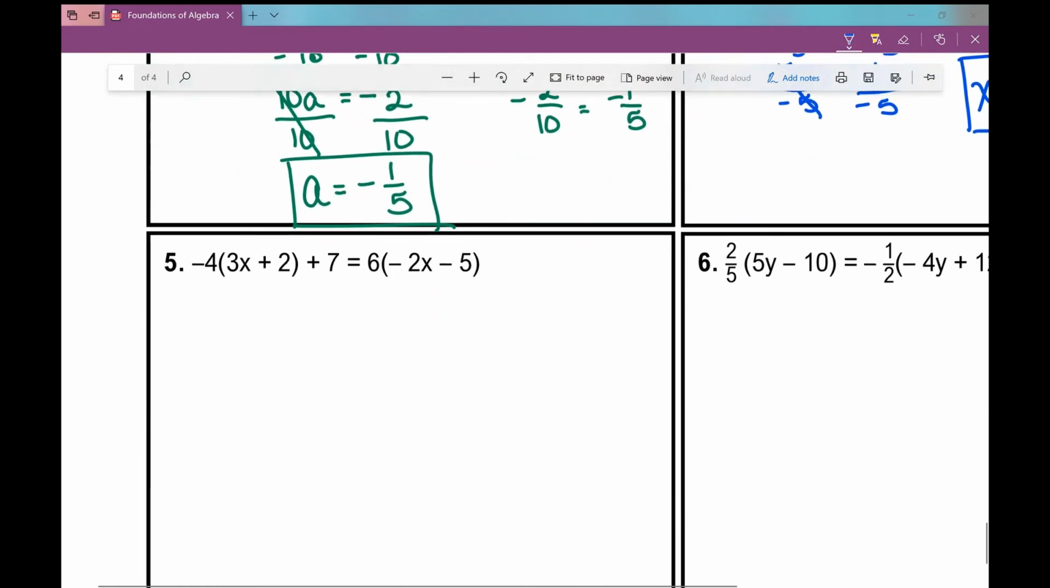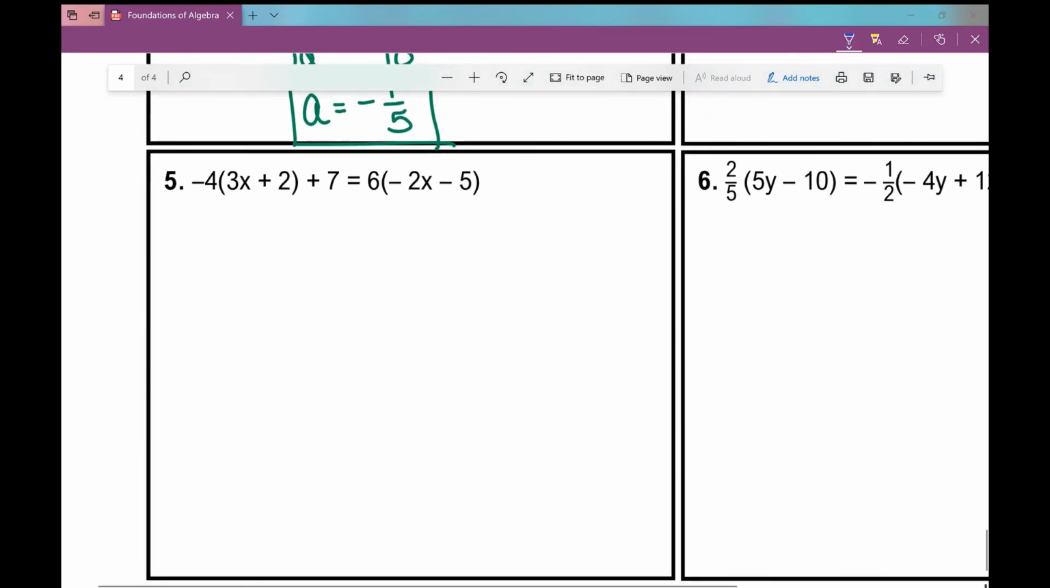Moving on to number 5. Number 5, I'm going to simplify each side of the equal sign. So I'm going to distribute this negative 4, and I'm going to distribute this 6 over here. So I get negative 12x minus 8 plus 7. And now I'm going to go ahead and distribute the 6 over here. 6 times negative 2x is negative 12x. 6 times negative 5 is negative 30.